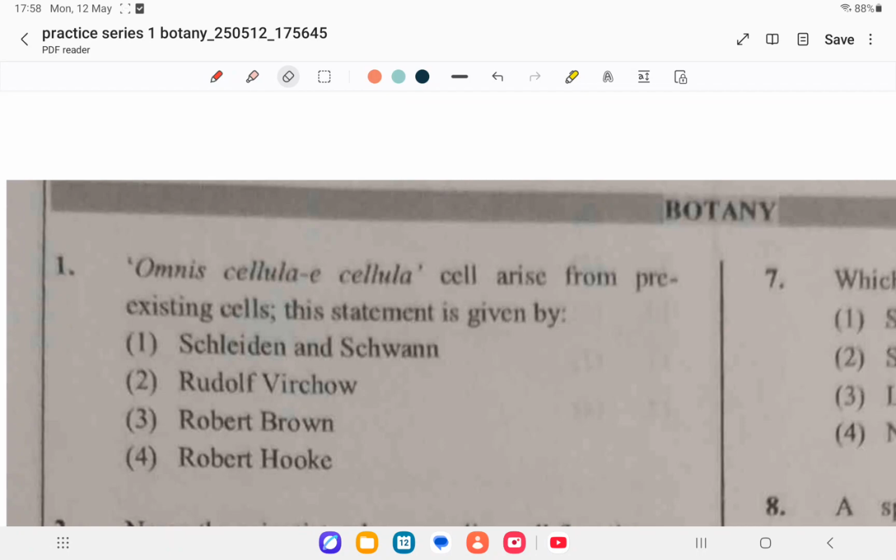Question 1. Omnis cellula e cellula, that is, every cell arises from pre-existing cells. This statement is given by whom? Please pause the screen and solve it yourself. I'll tell you the answer with explanation.